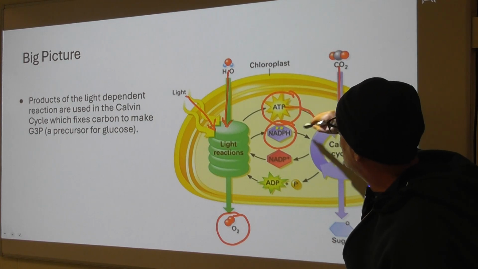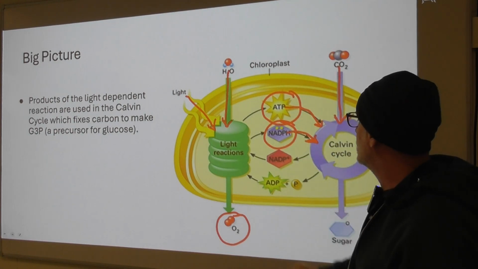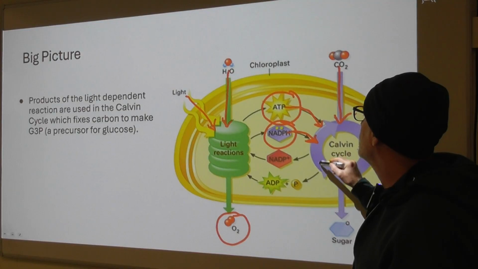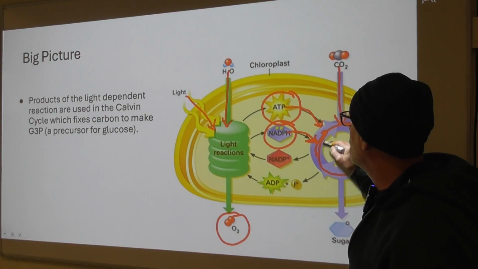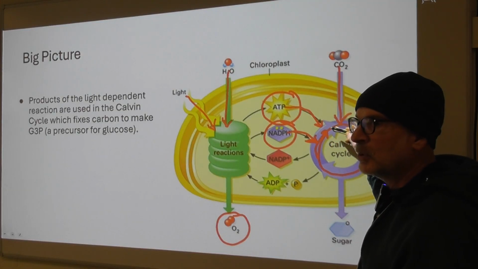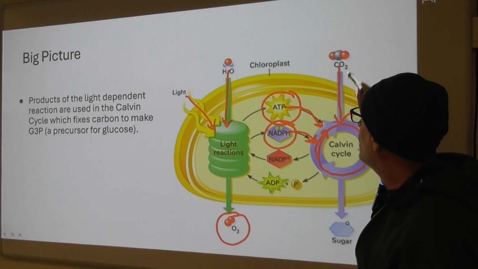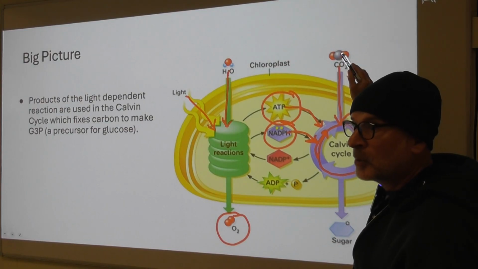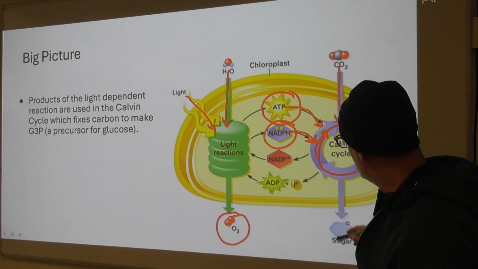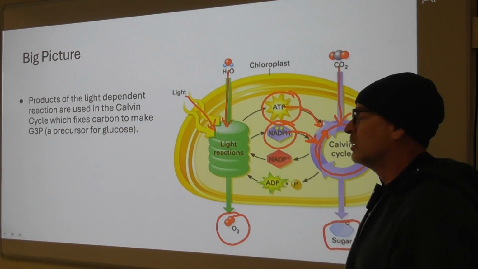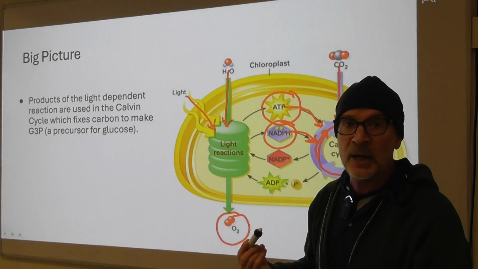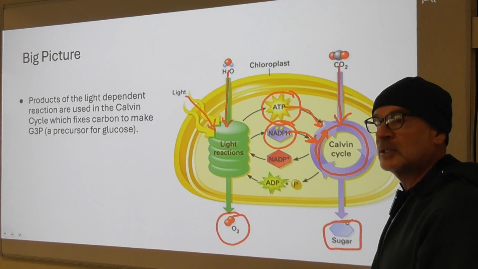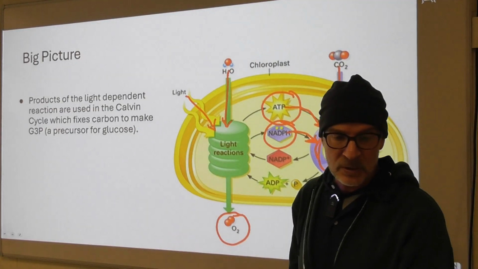The ATP and NADPH that we got from the light reactions are used. And this Calvin cycle regenerates one of those molecules over and over again. But we're adding a carbon from carbon dioxide every time. And eventually, you get enough of those added up to make a 6-carbon sugar, which is glucose, okay?